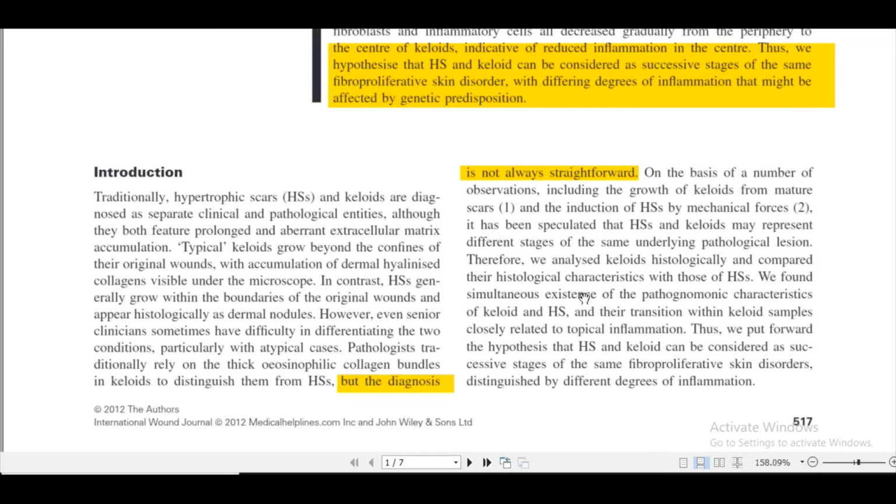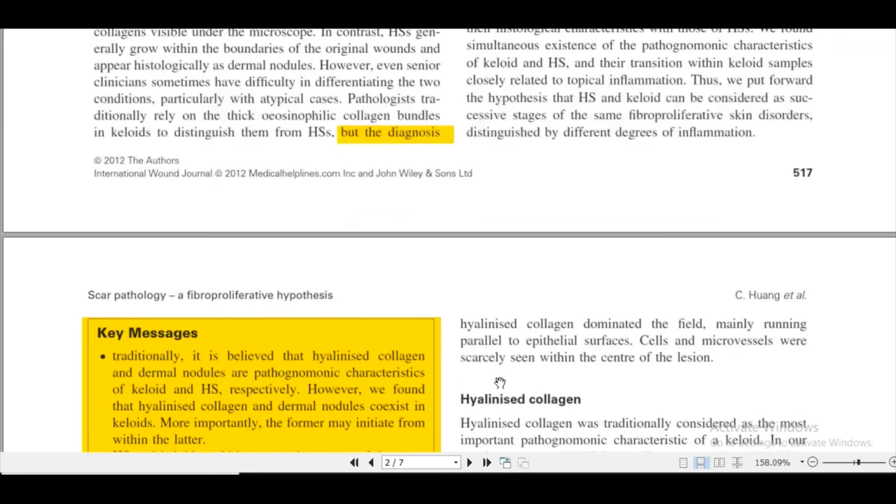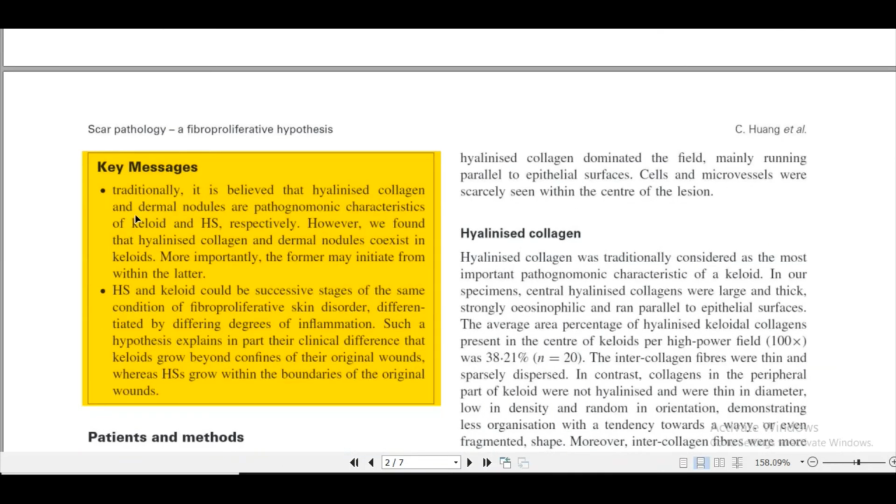And the diagnosis is not always straightforward, either clinically or histologically. So the key message from that paper is that traditionally it is believed that hyalinized collagen and dermal nodules are pathognomonic characteristics of keloid and hypertrophic scar respectively. However, we found that hyalinized collagen and dermal nodules coexist in keloids. More importantly, the former may initiate within the latter. Okay, so difficult to differentiate.